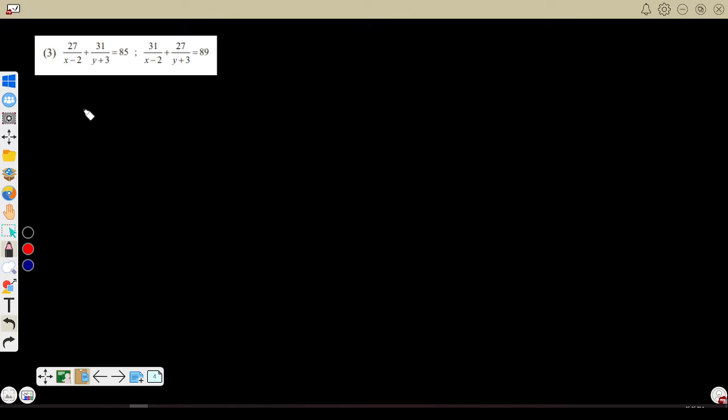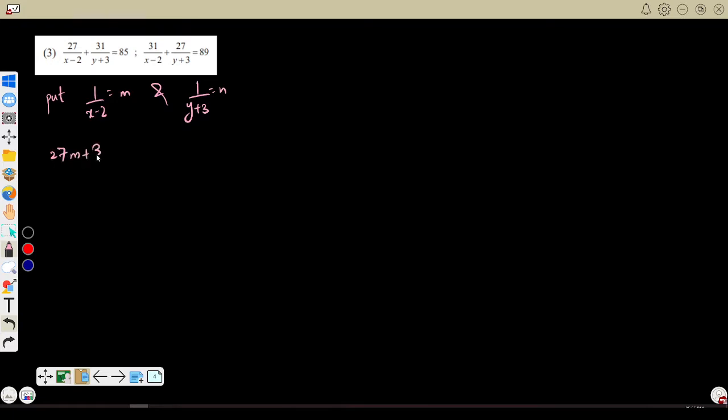So we will convert them into linear equations. For this particular question, I will directly start with the solution. If I put 1 upon x minus 2 as m, and 1 upon y plus 3 as n, the equations will be transformed into this format.